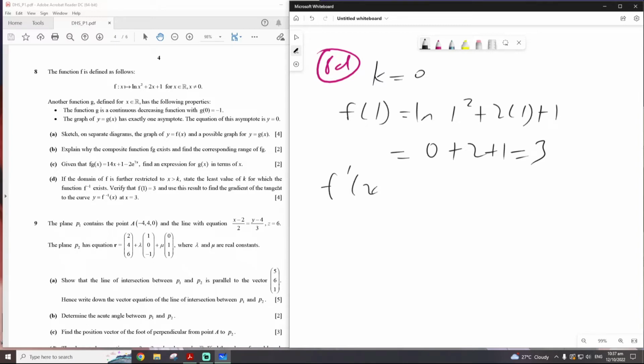So f prime x, because now we know that x is positive itself, so we can ignore any of the thing about this being an absolute value. So we can actually find this to be 2 ln x, so this is 2 over x plus 2, since x is greater than 0, okay? And then f prime of 1 is 4, okay? 2 plus 2 equals 4.